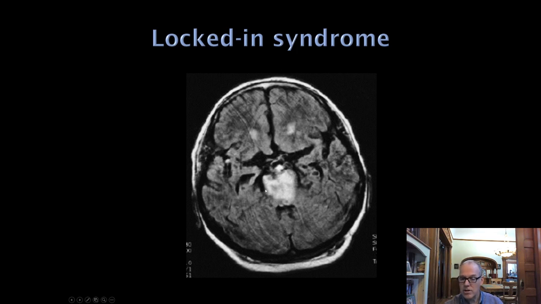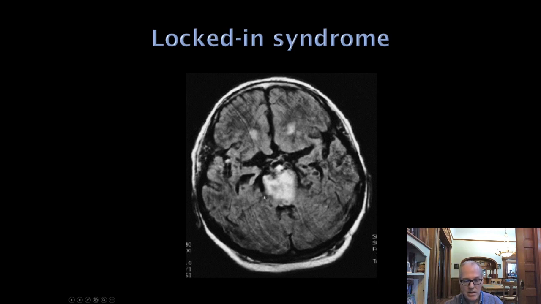It also affects the corticobulbar tract, which we'll talk about here in a little bit. That's the upper motor neuron pathway that activates your cranial nerve nuclei, like for talking and swallowing. So these patients are unable to speak, they're unable to move, but they're awake. All right, so it's a very sad condition. Typically, these patients don't survive very long.